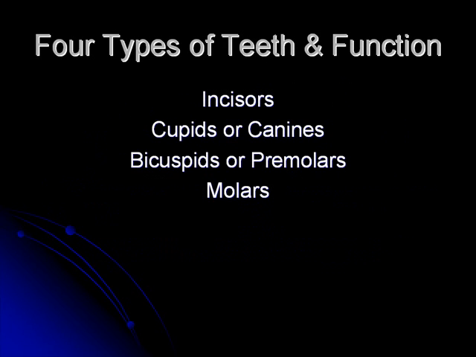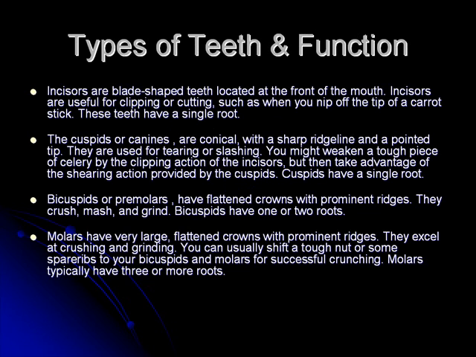Again, 4 types of teeth: incisors, cuspids or canines, bicuspids or premolars, and molars. Functions of teeth overall: incisors are the blade-shaped teeth located in the front of the mouth, useful in clipping and cutting, such as when you nip off the tip of a carrot. The cuspids are the canine, or conical teeth, shaped along the ridge line with pointed tips. They are used for tearing and slashing.